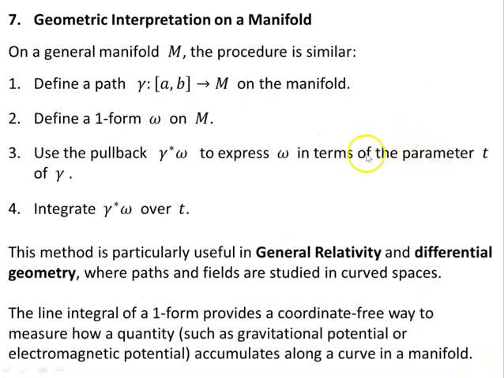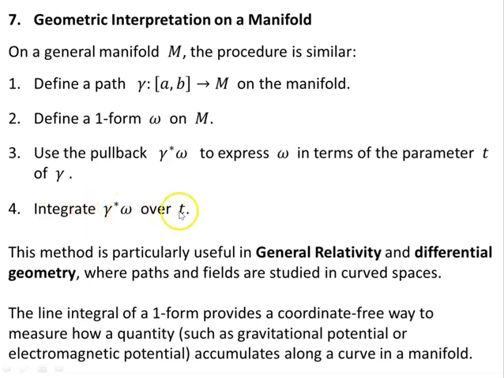All right. So in summary then, the geometric interpretation on a manifold. In a general manifold M, the procedure is similar. Define the path gamma. That's the map from the closed interval on the reals to M, the manifold. Define a one form omega on M. In this case, we're just talking about one forms. Use the pullback gamma asterisk omega to express omega in terms of the single parameter t of gamma, and then integrate that gamma asterisk omega over t.